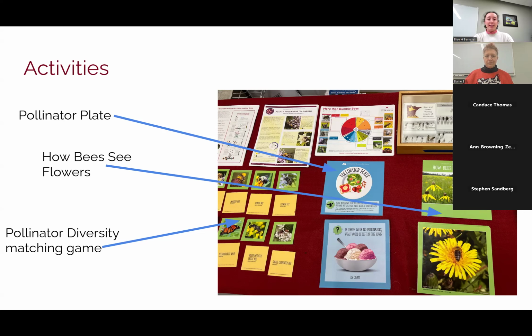How Bees See Flowers is another fun activity, which again is another one that folks can easily, quickly look through on their own. This one, the cards on one side have the flowers the way we see them, and then on the other side have how bees see them. Bees see in an ultraviolet light spectrum, so the flowers look quite a bit different. And that's another great way to engage people and have a conversation about pollinators.